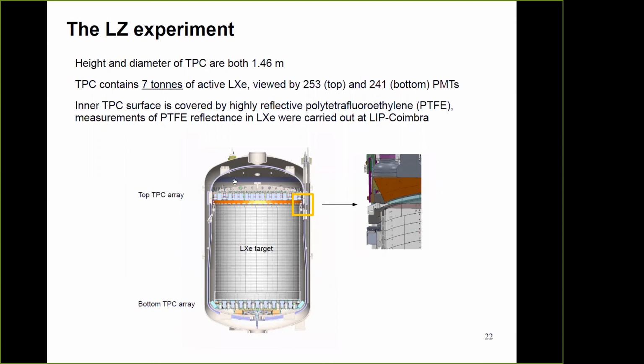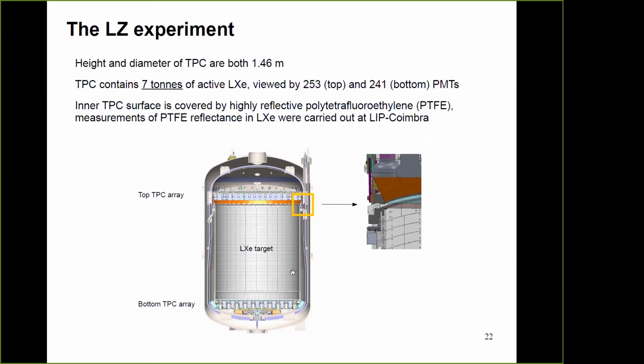And this volume contains 7 tons of liquid xenon. However, not all of it is being used for searching for the signal. Using the position information, we define a fiducial volume in order to reject surface backgrounds, and we keep the central region. This is viewed by an array of PMTs at the top and at the bottom, as I mentioned before.